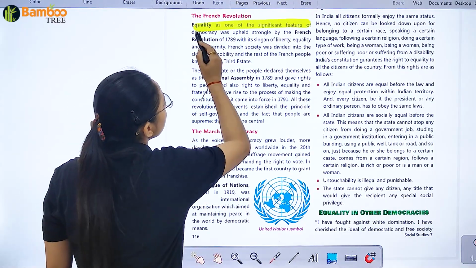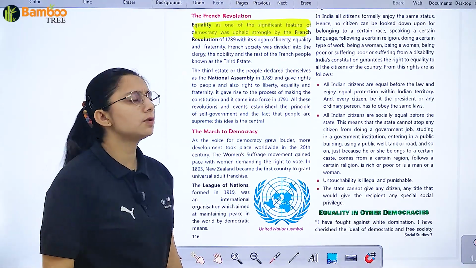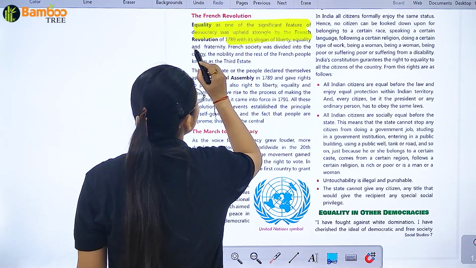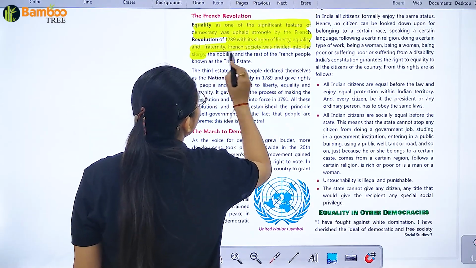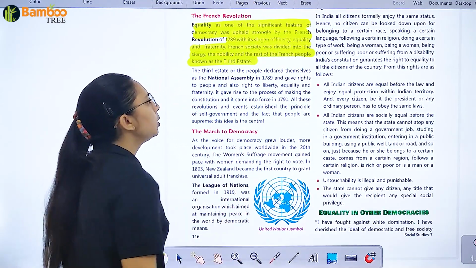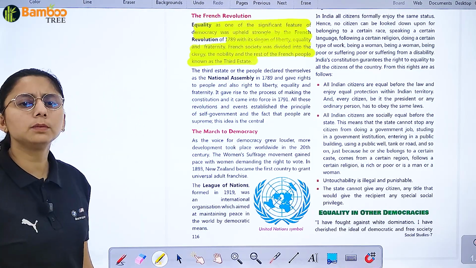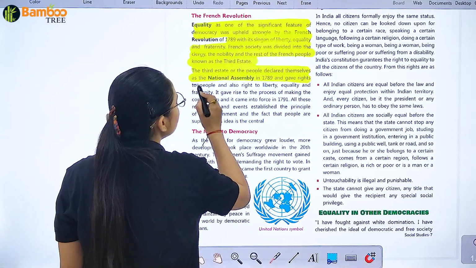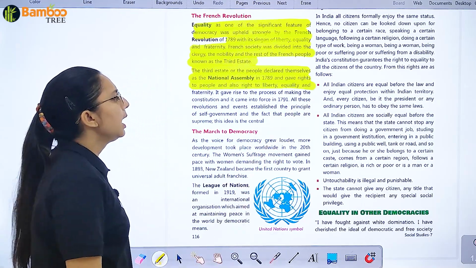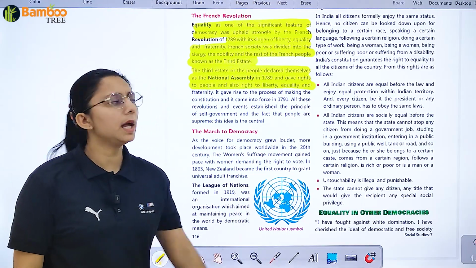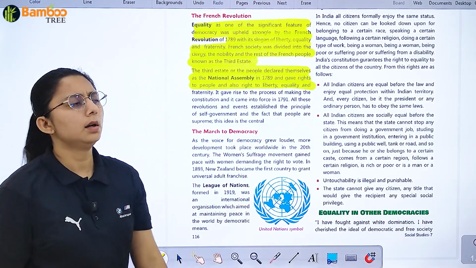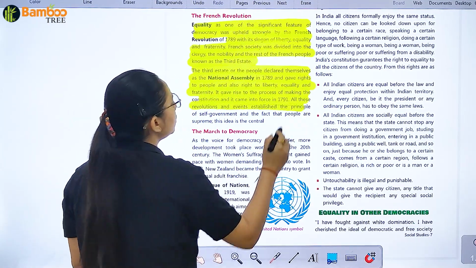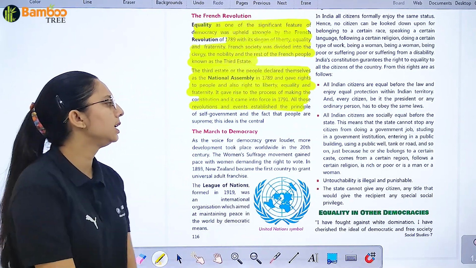So equality is one of the significant features, strongly emphasized by the French Revolution in 1789 with the slogan liberty, equality and fraternity. French society was divided into clergy, nobility and the rest of the French people, which we call the third estate. The third estate declared themselves a national assembly in 1789 and gave rights to people, and also the right to liberty. Equality and fraternity gave rise to the process of making the constitution, and it came into force in 1791.